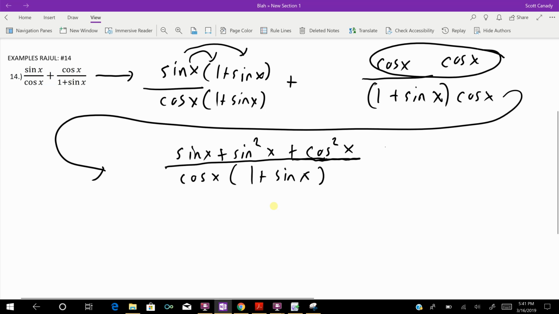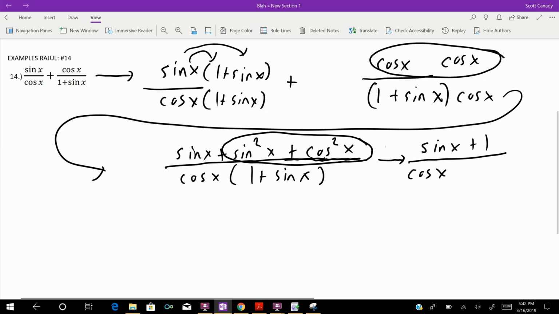And if you followed the guidelines and you really love Pythagorean identities, you're going to see right now that sine squared plus cosine squared equals 1. And again, this identity just shows up all the time, so make sure you know your Pythagorean identities. So this becomes sine of x plus 1 over cosine of x, 1 plus sine x.